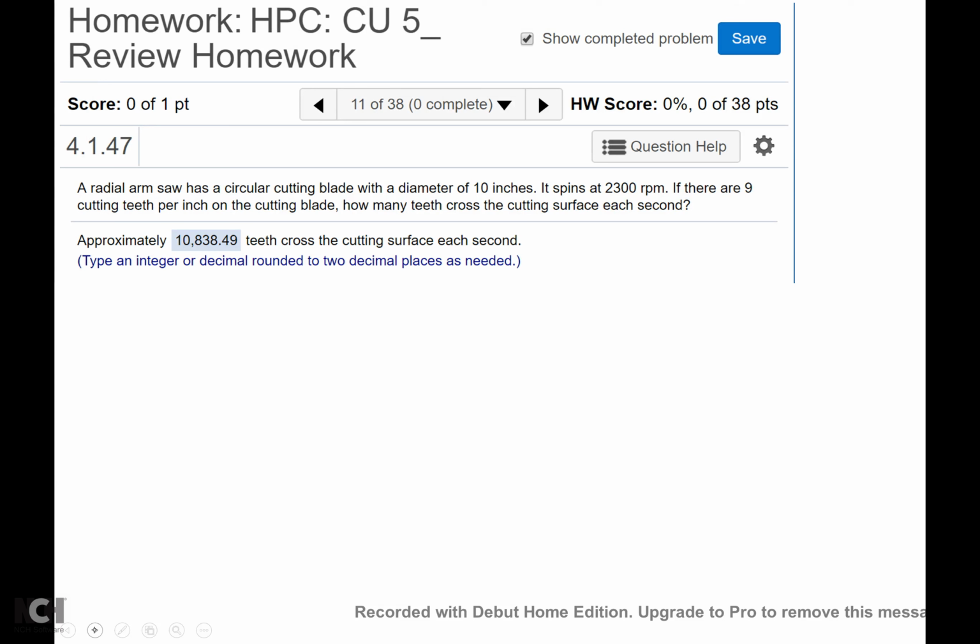Alright, it says a radial arm saw has a circular cutting blade with a diameter of 10 inches. It spins at 2300 revolutions per minute. If there are 9 cutting teeth per inch on the cutting blade, how many teeth cross the cutting surface each second? Alright, so we have a saw with a diameter of 10 inches. So one revolution, which would be a circumference, is pi times the diameter. So one revolution is approximately 31.4 inches.